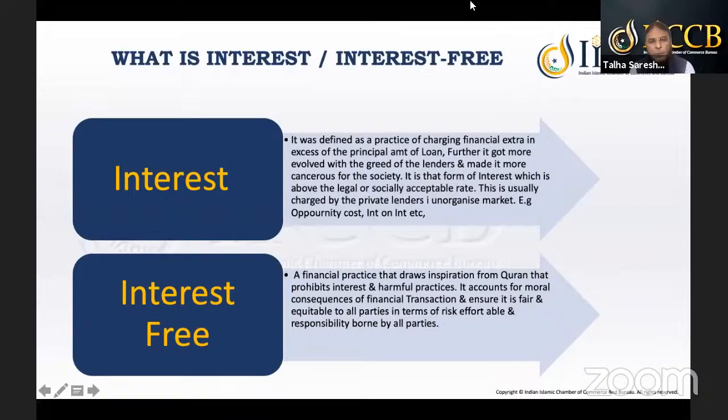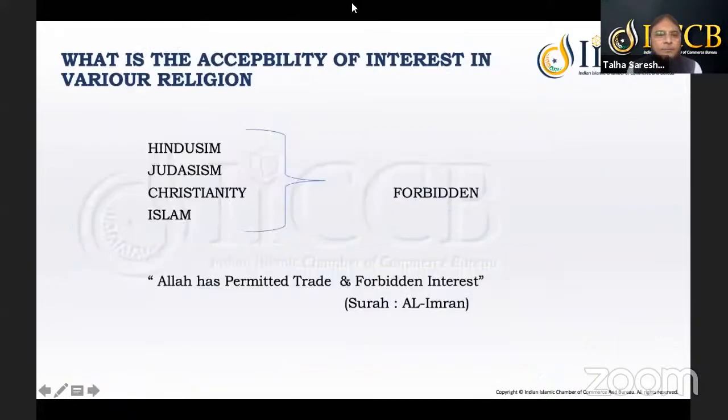Now, I'll put a question. Is interest haram only in Islam? What do you think? Azmat, Hidayat, please come to the next slide. Surprised to see the slide, right? But yes, it's true. Not a single religion allows interest.